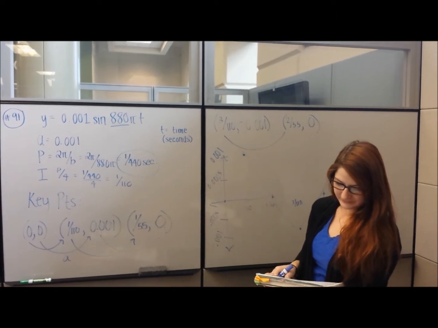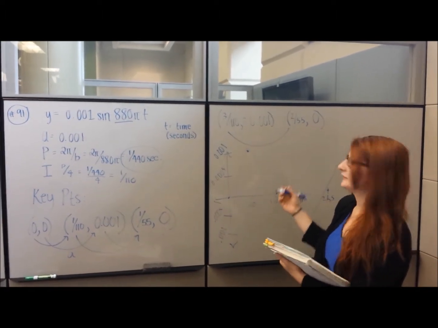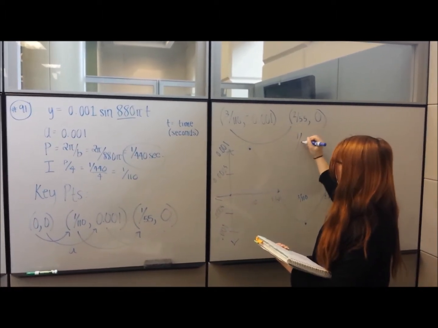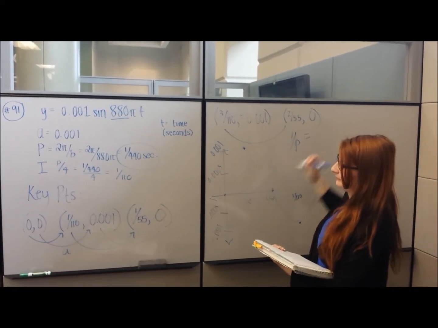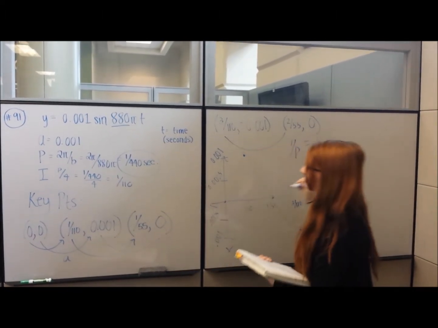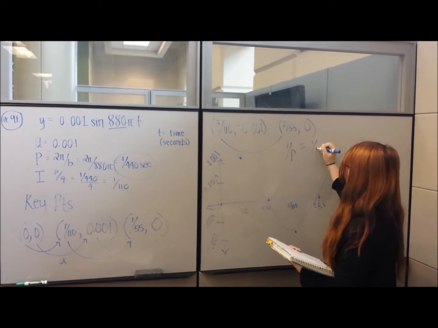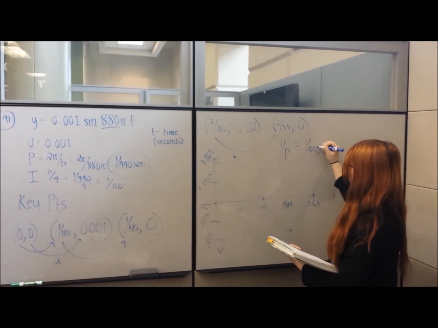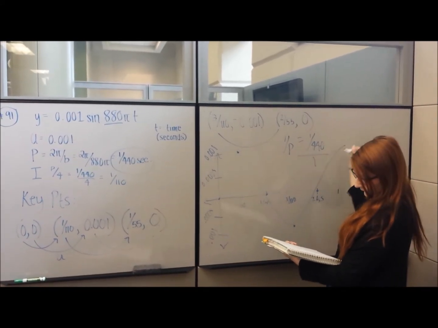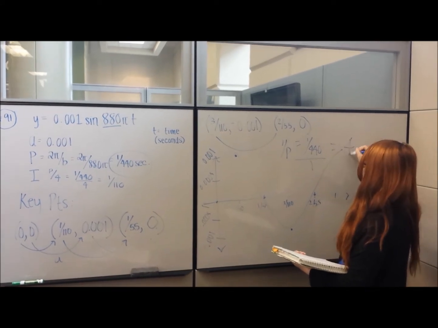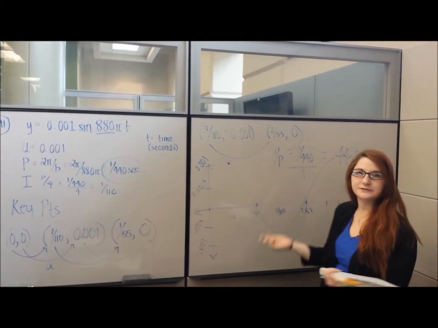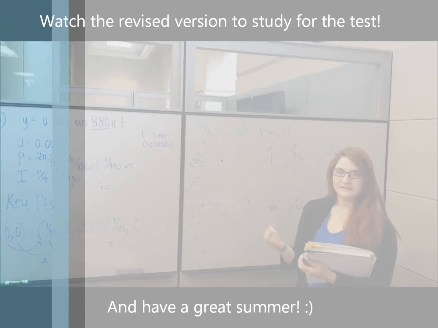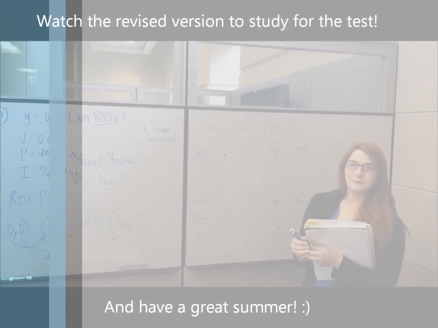And then the final question is, what is the frequency? The frequency is just 1 over p, which p is right over here. It's 1 over 440. So 1 over 440 over 1 is just going to be 440 cycles per second. And that's how you do number 91 on section 1.5.